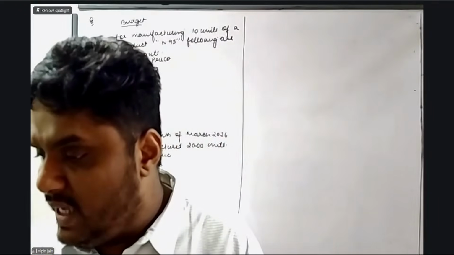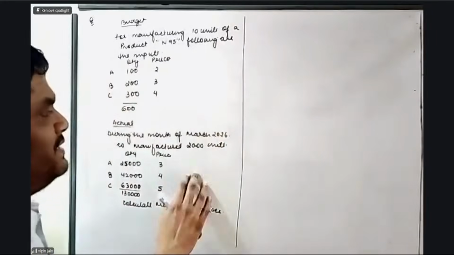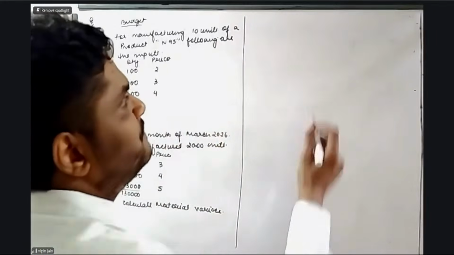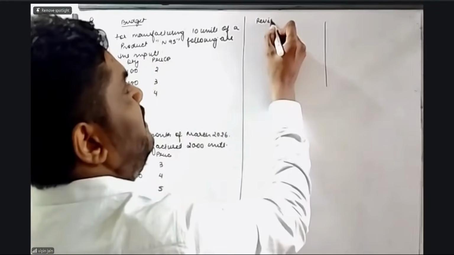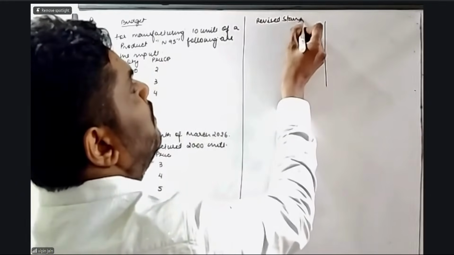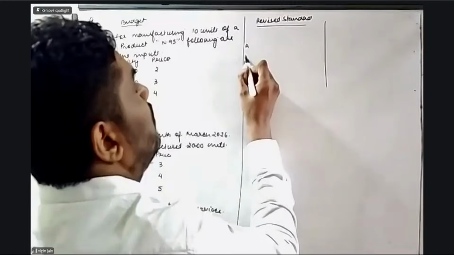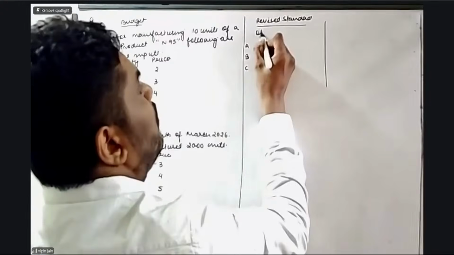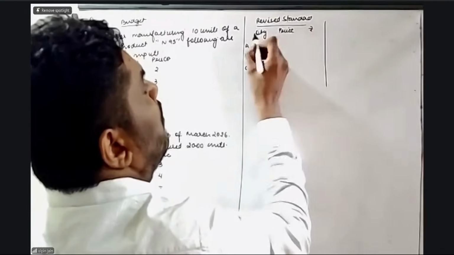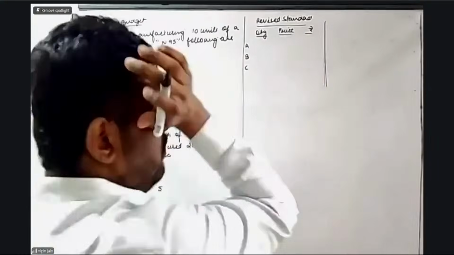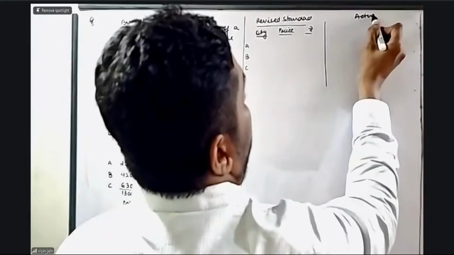So herein in this case, the output is not given. So sorry, output is given and it is not the same. So we have to make it comparable. So herein we'll prepare the revised standard, and we'll write down the actual here.